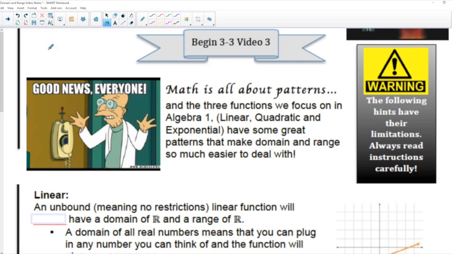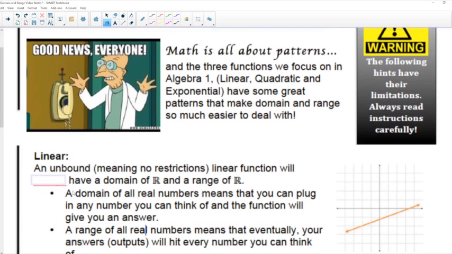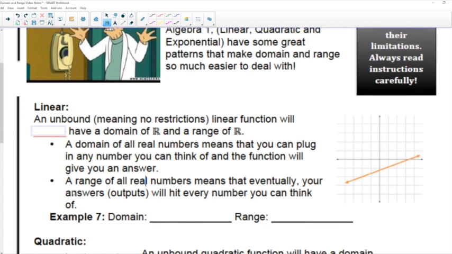Domain and range especially. So let's look at linear. An unbound linear, meaning there's no restrictions, we're not talking about real life, we're talking about just a line that you've plotted on the coordinate plane with arrows on either end, is always, always, always going to have a domain of all real numbers, and it's going to have a range of all real numbers. Remember, I told you that this symbol right here means all real numbers.